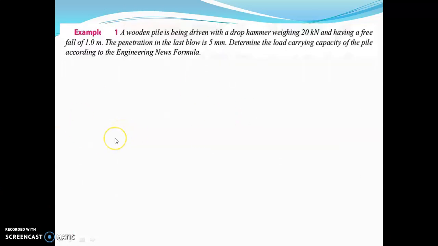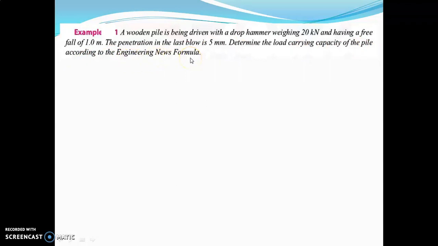So now let us solve some examples on piles. A wooden pile is being driven with a drop hammer weighing 20 kilonewton and having a free fall of 1.0 meter. The penetration in the last blow is 5 mm. Determine the load carrying capacity of the pile according to the Engineering News formula.